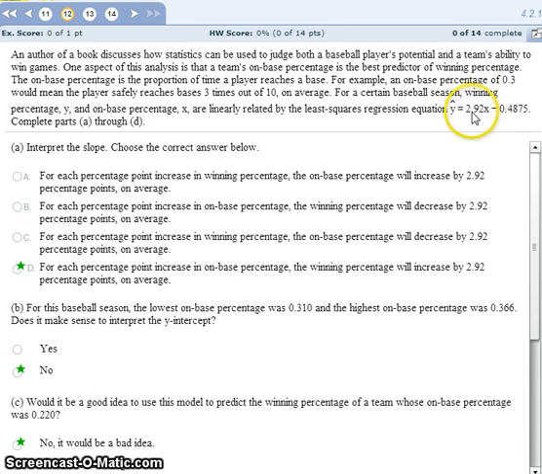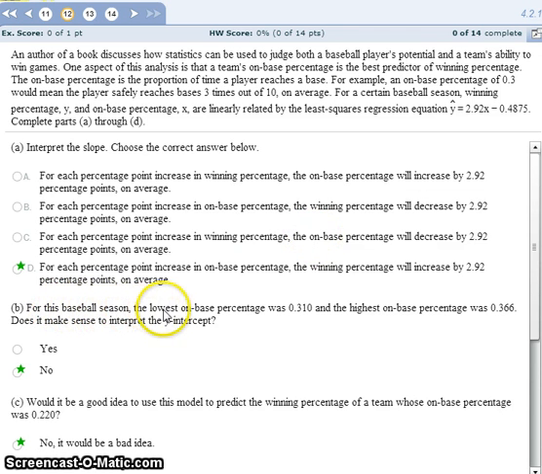The slope is positive, which means they're going to move in the same direction. So as on-base percentage increases, winning percentage will also increase, and the slope tells you by how much. And so for each percentage point increase in on-base percentage, the winning percentage will increase by the slope percentage points, and that's on average. That's our prediction.